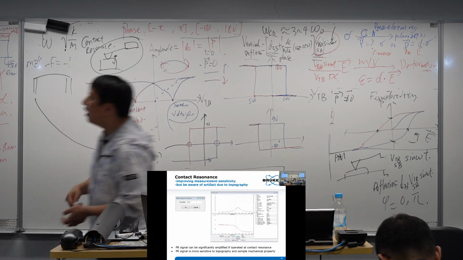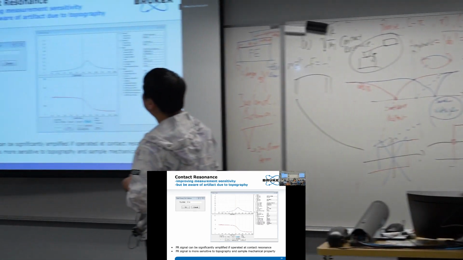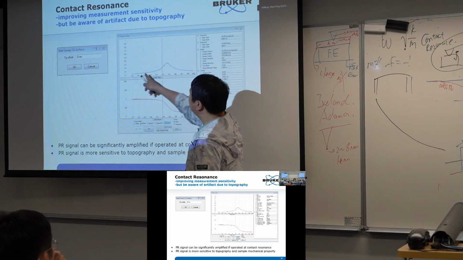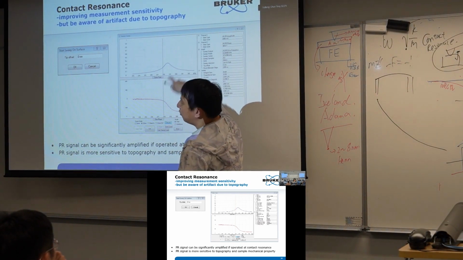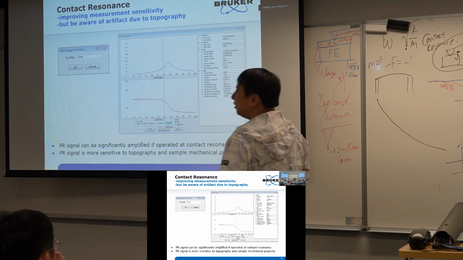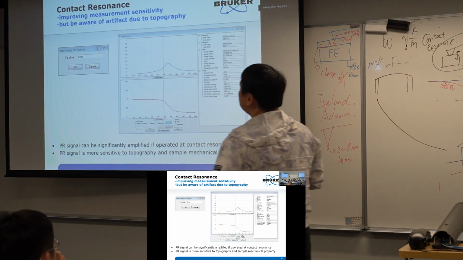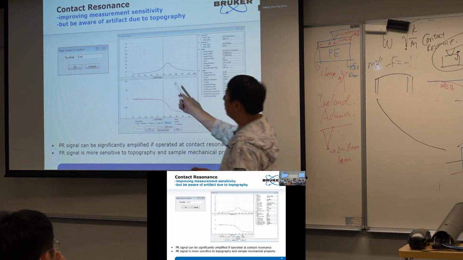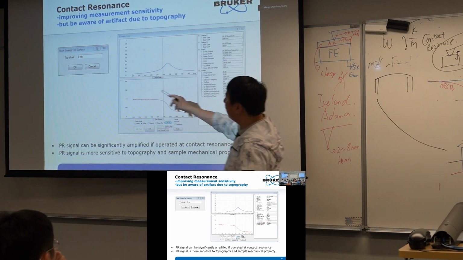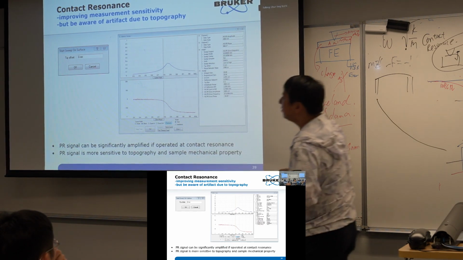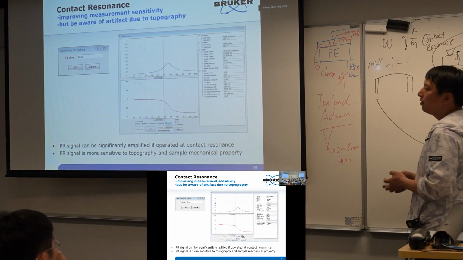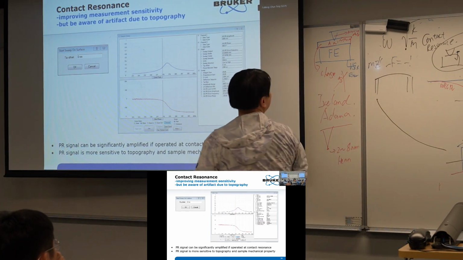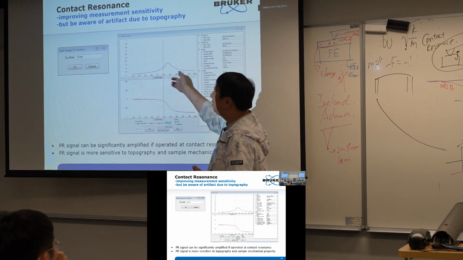So that's one screenshot of how to find the contact resonance frequencies. In this graph we are using the SCM-PIT. The frequency is about 75 kilohertz, so its contact resonance is less than 400. So we find this peak. That's the contact resonance frequency. So if your signal is weak, you can use it.